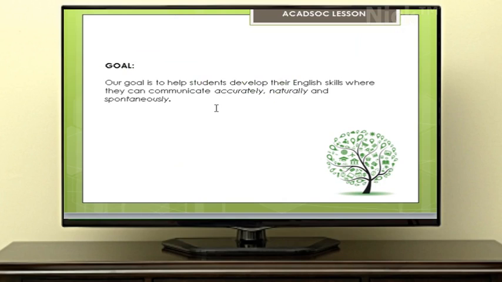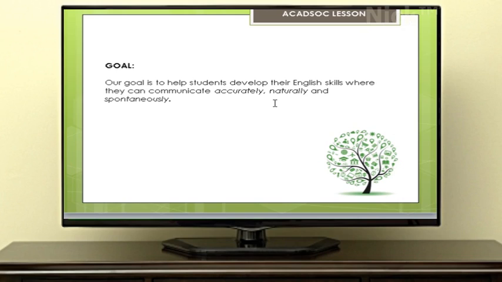And our teaching goal is to help students develop their English skills where they can communicate accurately, naturally, and of course spontaneously. Our key objective is to help prepare students for English communication in real-world situations. So we always have to think about what our target is whenever we deliver a lesson.